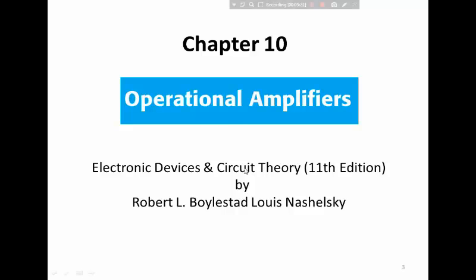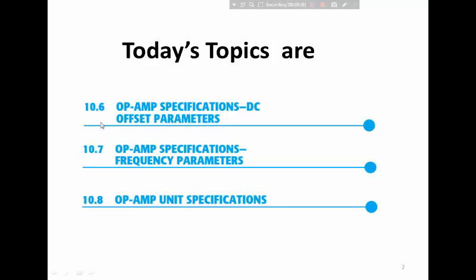So we are at chapter 10. A few topics were not covered in chapter 10. We are getting back to those topics now, which are covered in these sections. So go through these sections and see these important characteristics of the op-amp.